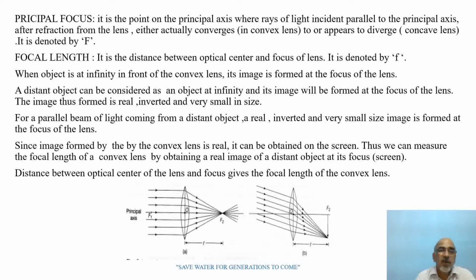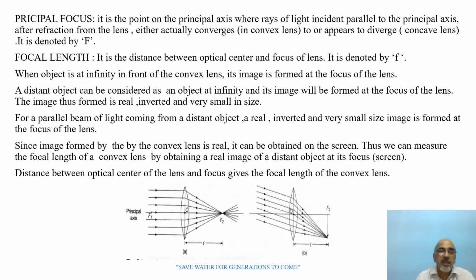Okay. Now focal length. Here we have to find the focal length, so it is important. The focal length is the distance between the optical center O, which is the center of the lens from where the distances are measured. The distance of the object, the distance of the image, and the distance of the focus are measured from it. So it is the distance between the optical center and the focus of the lens. It is denoted by small f. Focus is represented by capital F and focal length is represented by small f.